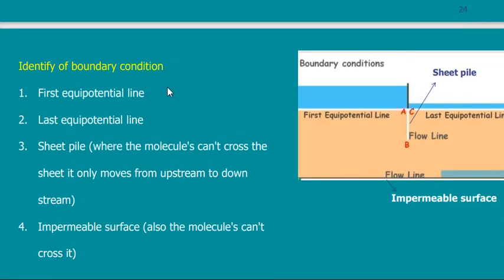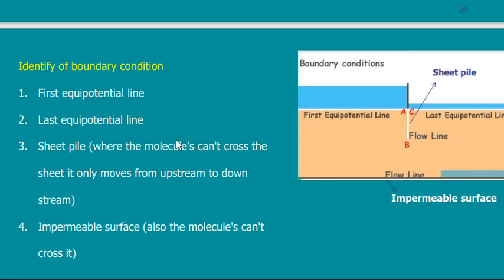Identify boundary conditions. What are my boundary conditions? By the way, we set the boundary condition while we were discussing now. We said that our first equipotential line is here. What is my first equipotential line? It's the start. It's the surface line where on top of me is water only. I don't have soil. So this is my first equipotential line. My last equipotential line is the exit line, the end of the soil. Whether I have water or I don't have water, it's not important. But if I have water, it will always be less than the amount of water in the first place.